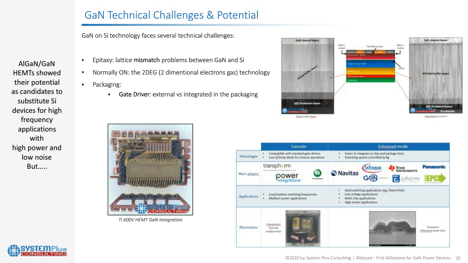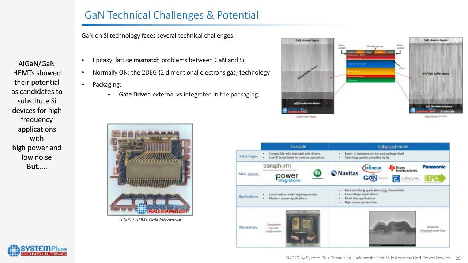So the first challenge of a GaN device is the epitaxy itself. In my presentation, I will focus on GaN on silicon devices and GaN on sapphire devices, but the epitaxy is the main point of this device because of the lattice mismatch between gallium nitride and silicon, and gallium nitride and all the substrates that we can have. The second problem is the normally-on factor, the design of the transistor itself. GaN is normally on, but players have to find a solution to solve this problem and to have a normally off device.